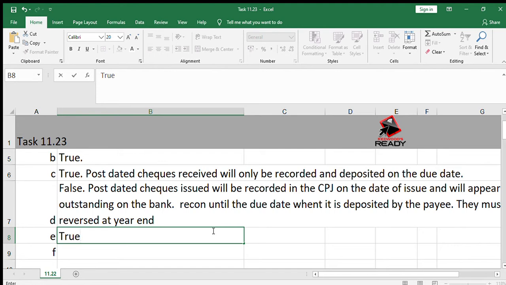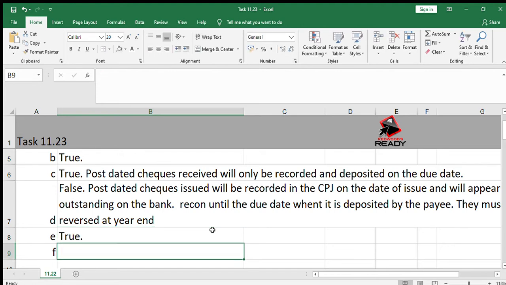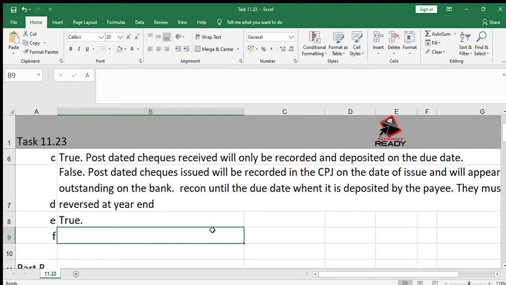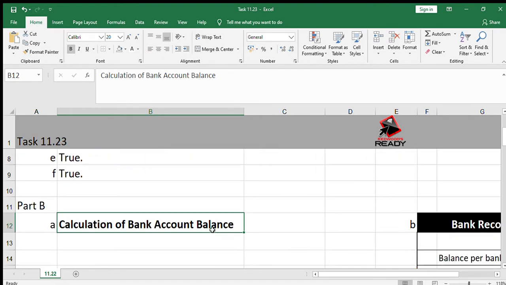The internal auditor must inspect the bank reconciliation in order to prevent and detect fraud. F, a bank reconciliation statement should be prepared every month to assist in maintaining internal control of the cash of the business. That is true. It can also be prepared more than once a month in bigger businesses.